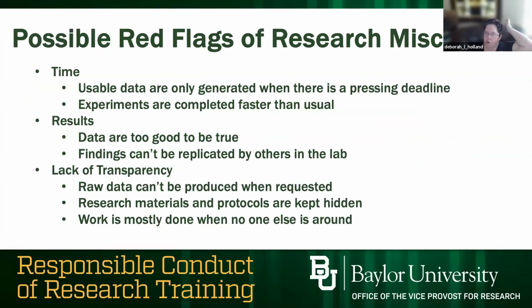When we think about possible red flags that you may come across in conducting research or collaborating with people that are doing research, some possible red flags that research misconduct could be involved include things such as usable data only being generated when there's a pressing deadline, or experiments being completed faster than usual. We've had allegations in the past based on a thought that the individual could not have come up with the data that they got within the amount of time that they did.